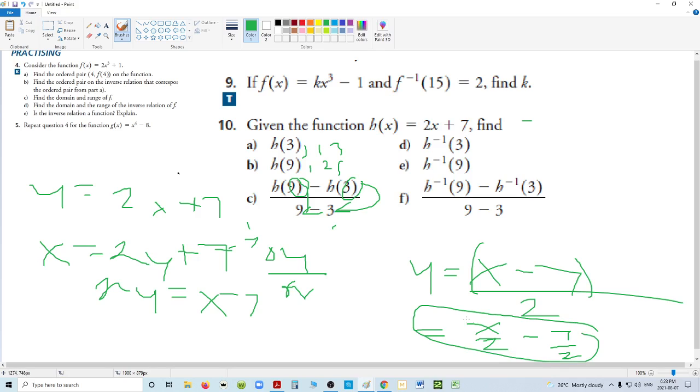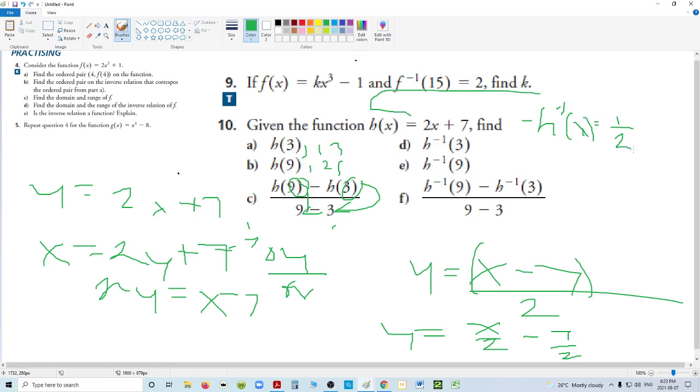So that's now my new inverse formula, and I can write it as h inverse of x, which is a half x, there's the slope right there, minus 7 over 2. So there's the inverse formula. Notice some relationships. This was plus 7, now it's minus 7, and that divided by 2 is the division of the original slope. And notice that this slope is the reciprocal of that one.